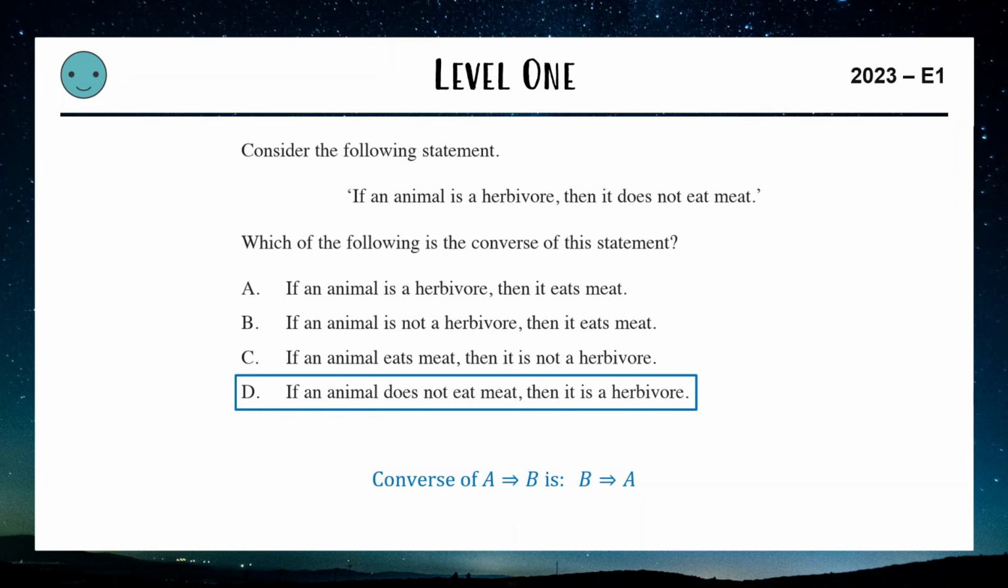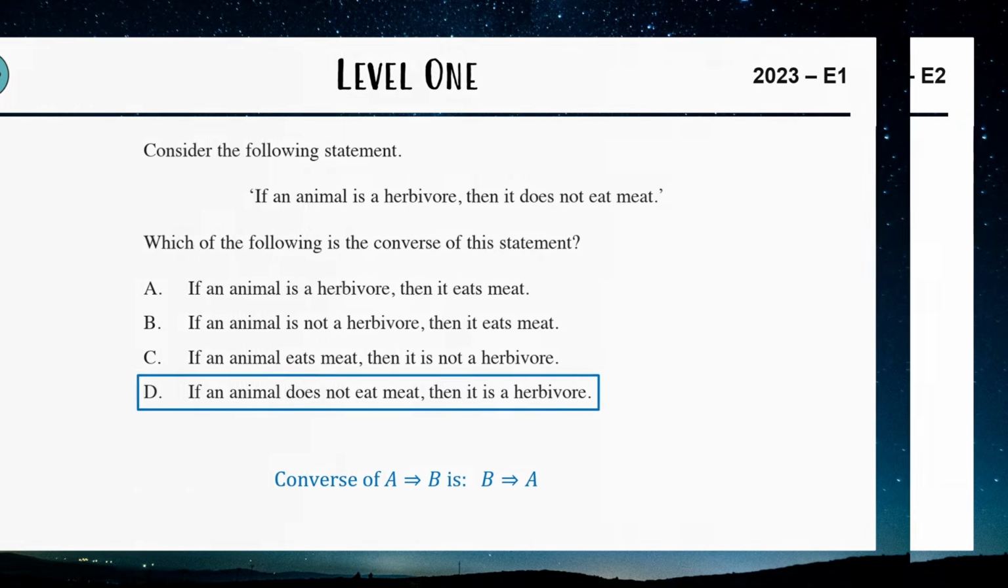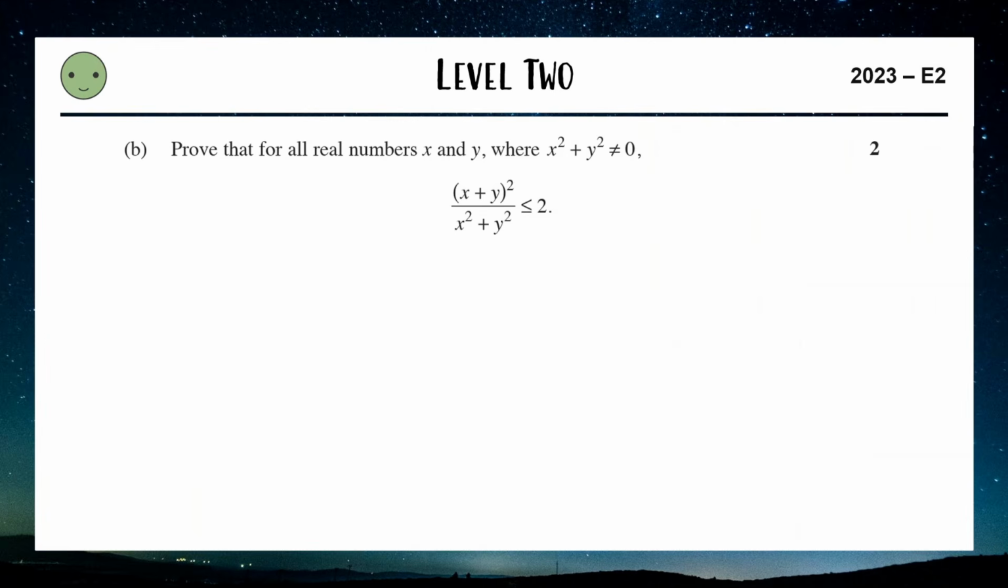Okay, cruising so far, very easy. Let's step it up to level 2 of 6. For level 2, we have our first inequality question of the video, and we have 2 real numbers x and y, and x squared plus y squared is not equal to 0. Now for 2 marks, we're going to try and explain why this is less than or equal to 2.